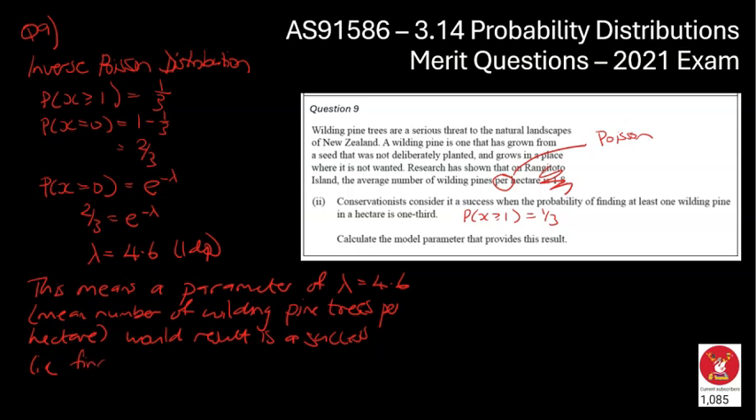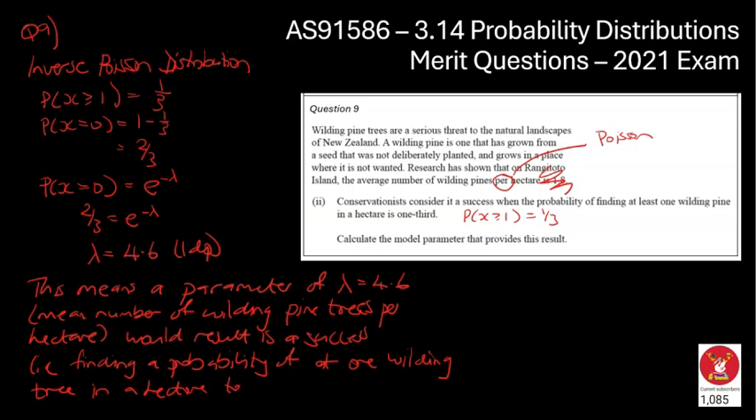So finding a probability of at least one wilding pine tree in a hectare to be 1/3. So that wraps up that question.